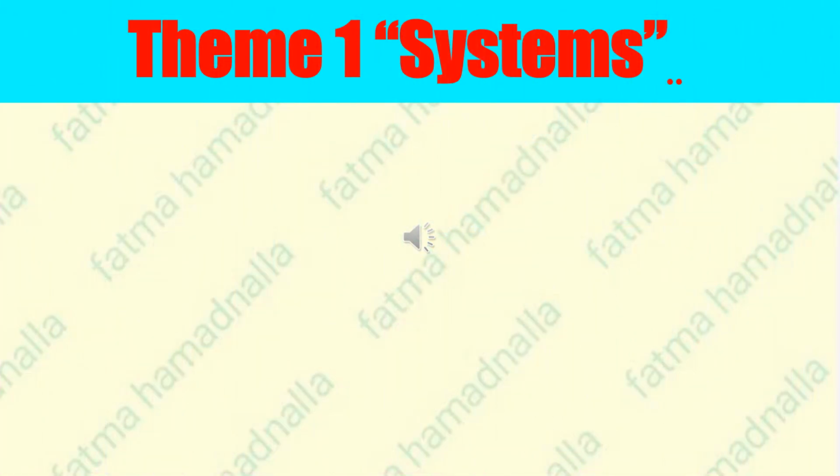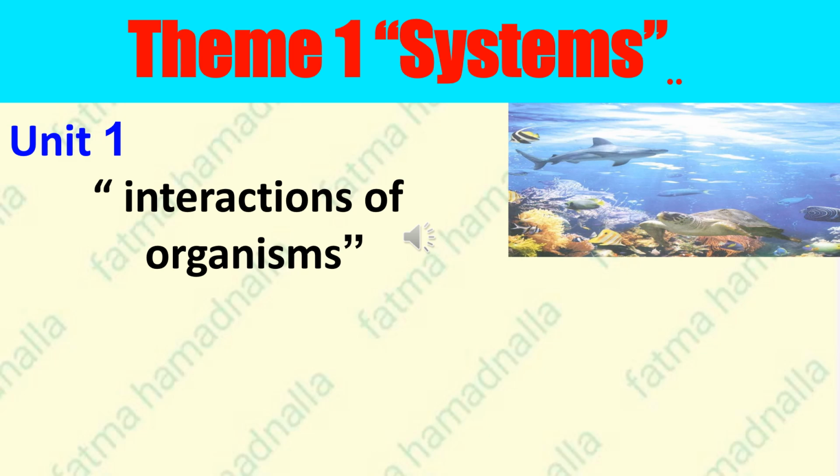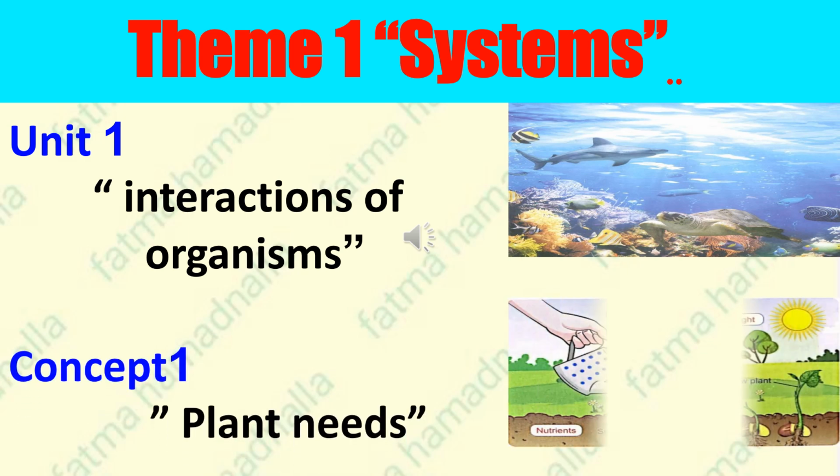In the last video, we mentioned that we have two themes. Let's start with the first theme, which is called systems. We said each theme consists of a unit, so Unit 1 is called Interactions of Organisms. We also mentioned that each unit consists of many concepts. Today, we will start with Concept 1, which is called Plant Needs. Okay?